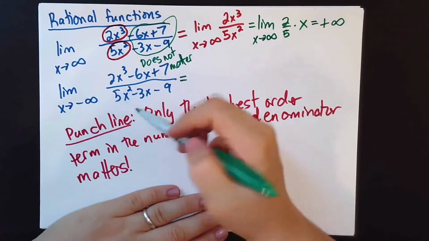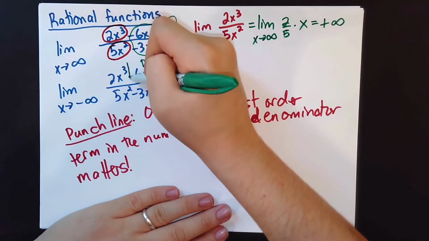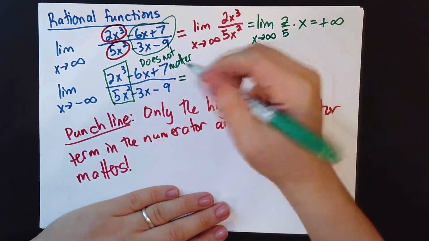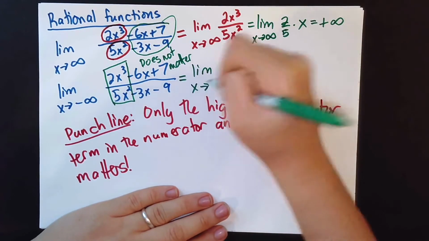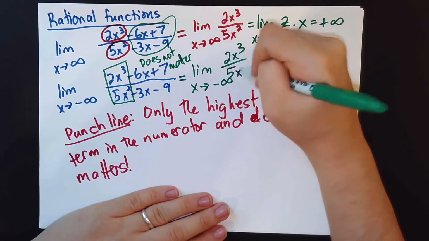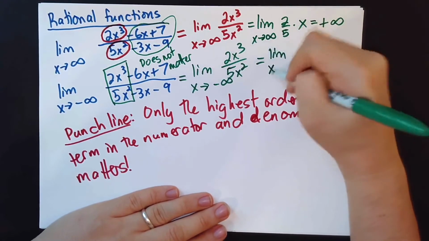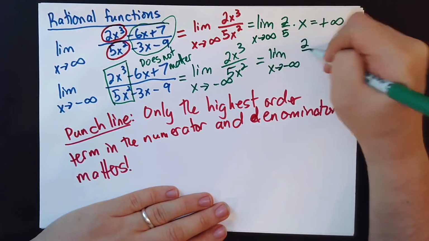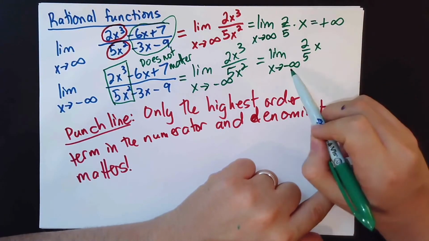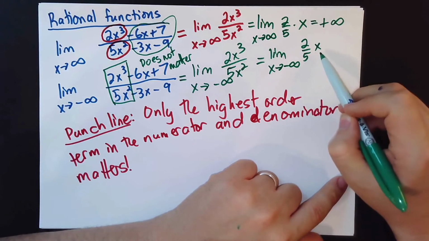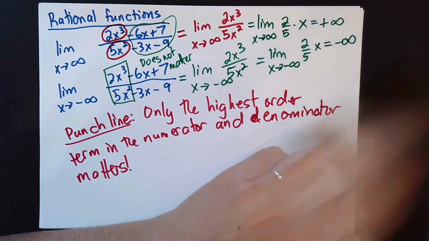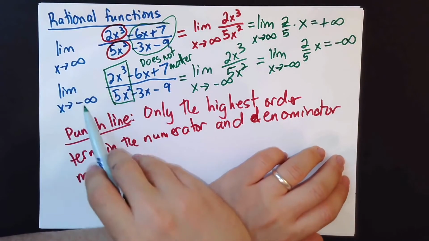Exactly the same thing applies here in the second line. Namely, I get to look only at the highest order terms. The fact that it's a minus infinity instead of a plus infinity doesn't change anything. So this will become the limit as x goes to minus infinity of 2x cubed over 5x squared, just like it did before, which will be the limit as x goes to minus infinity of 2/5 of x. And so now if x is a huge negative number, then 2/5 of x is a huge negative number. Okay, and so we get that this is plus infinity, this is minus infinity.